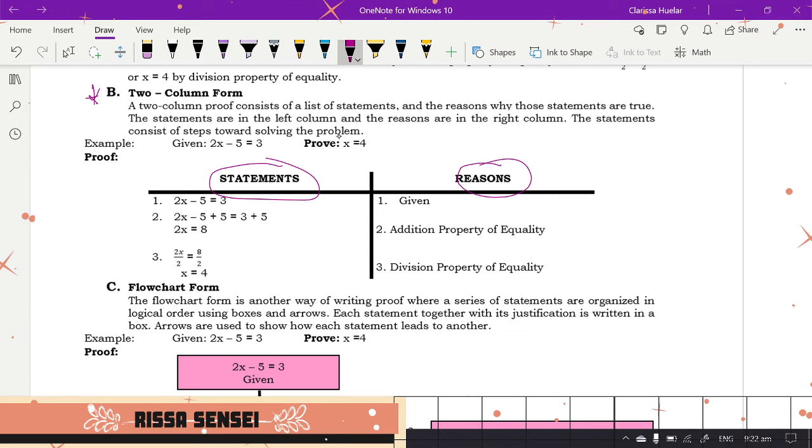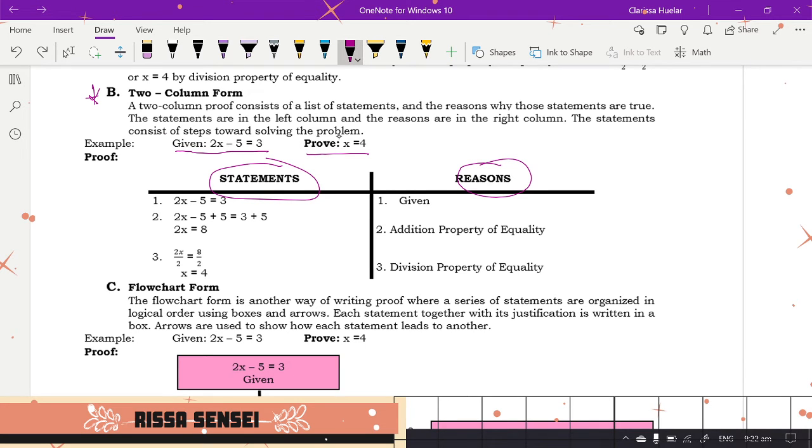Okay? The given is, so ayan, meron tayong given, tapos we need to prove that x is equal to 4. So, syempre, ang magiging unang statement natin is the given. Pwede natin isulat yon. The given is 2x minus 5 equals 3. That is the statement. And what is the reason kung bakit ito yung sinulat mo? Of course, it is the given. So, nakalagay kasi siya. Okay?